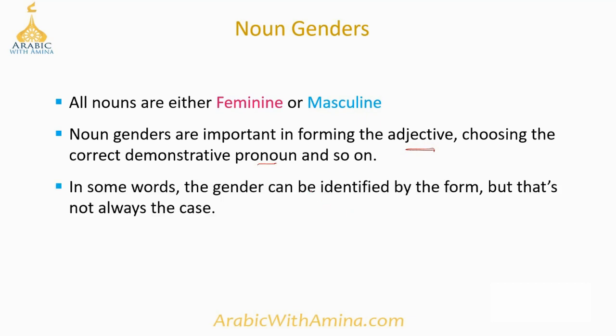Most of the time, you can identify the gender of the noun by its form. However, that's not always the case. Take this for example. Mar'a, meaning woman, ends with a ta marbuta, so you can say that this noun is feminine. However, what about yad? It doesn't end with a ta marbuta, so you'd assume that this noun is masculine. But that's not the case. Yad is in fact feminine. This is why we recommend that whenever learning a new noun, be sure to learn its gender as well.